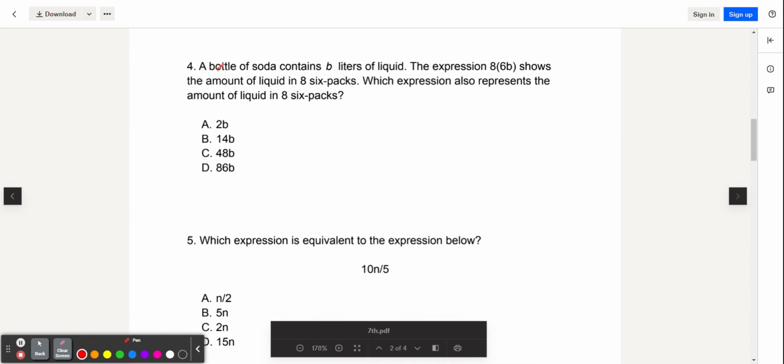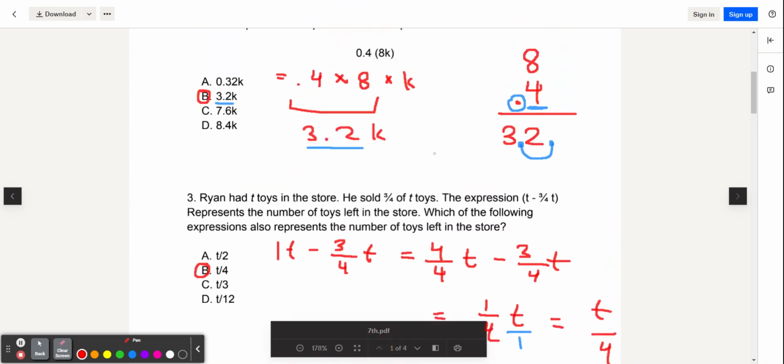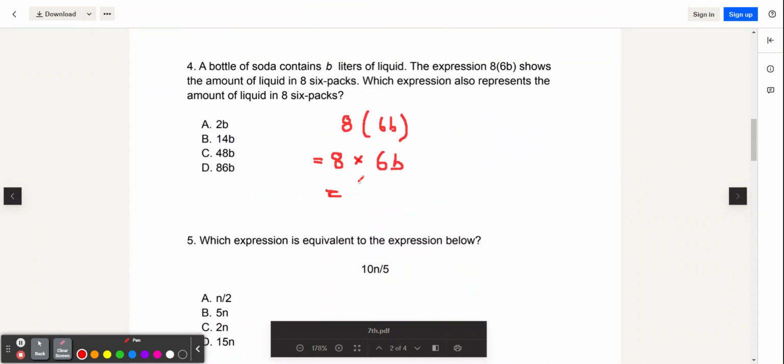Now, on 4, a bottle of soda contains b liters of liquid. The expression 8 times 6b shows the amount of liquid in 8 six-packs. Which expression also represents the amount of liquid in 8 six-packs? Again, we simplify. A number next to a parentheses is the same as multiplication. It's like an invisible times right here. And then focus on the numbers. You can write it out as I did up here, but hopefully it isn't necessary and you can just think through it. 8 times 6 is 48, and the b stays the same. The answer is C.